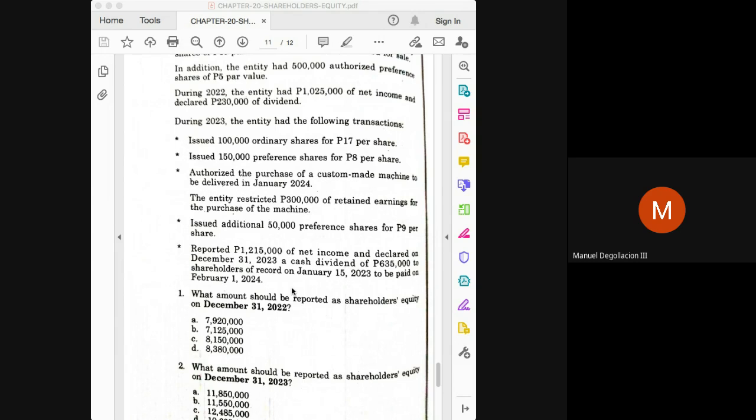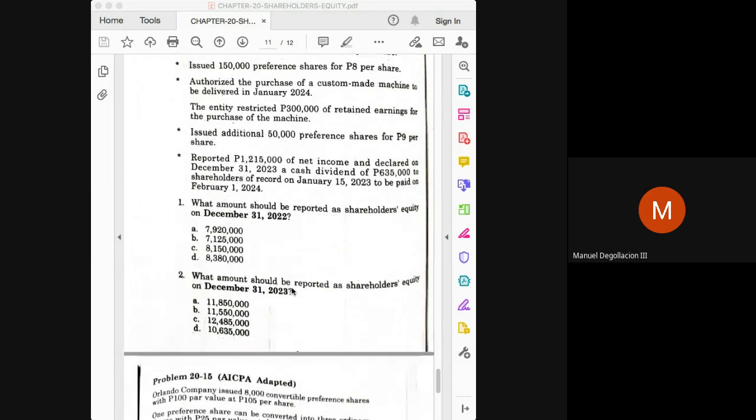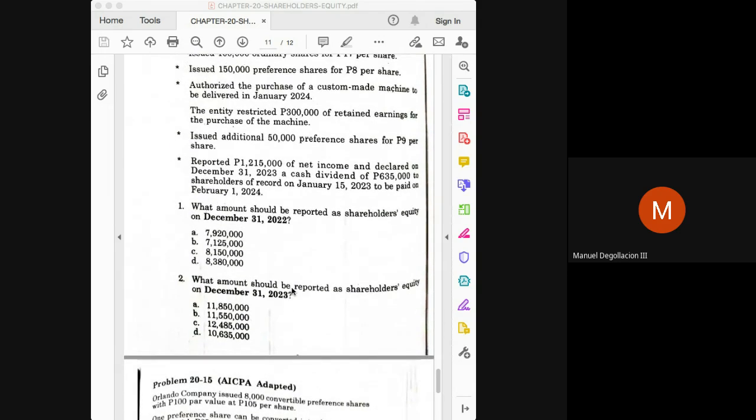if it was declared in 2024. Okay, but it is relevant in our computation for 2023 because it was declared in 2023. Okay, so again, the answer here is 7,920,000 and 11,850,000.